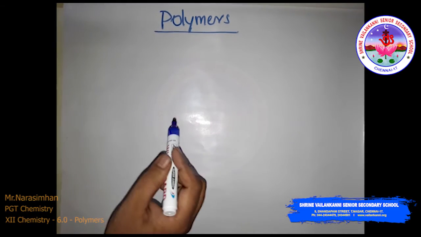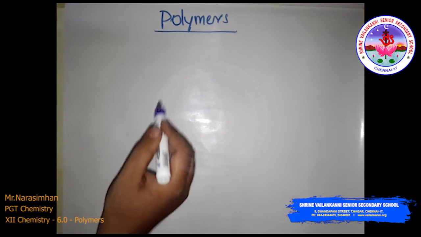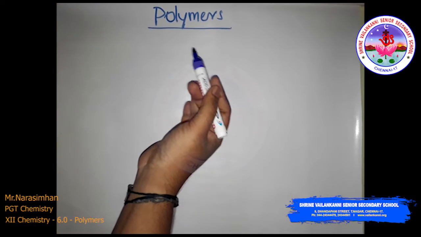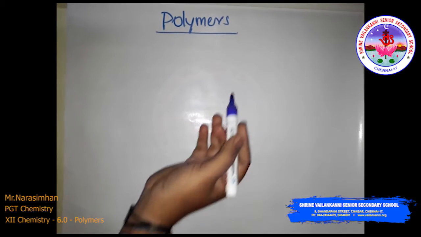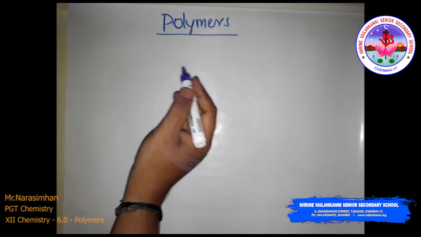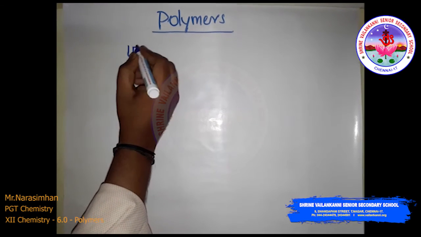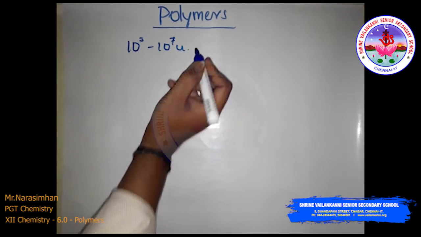Students, this is polymers, a new chapter. First, what are polymers? Do you have any ideas? The term polymer is defined as a very large molecule, that is, a very large molecule having very high molecular mass, that is, 10 power 3 to 10 power 7 atomic mass units.